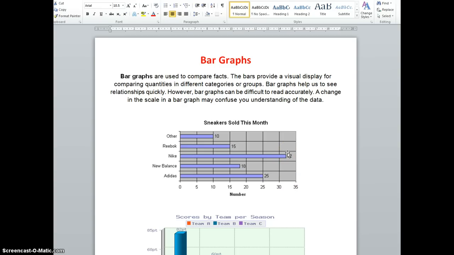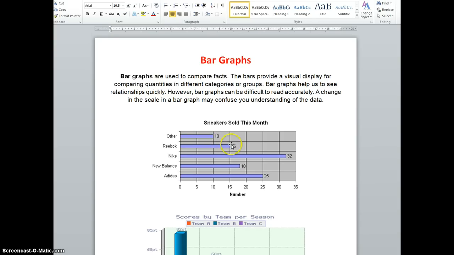And I can also see that there was a pair of sneakers that were about half as popular as Nike. Can you tell which ones were half as popular as Nike? About half? Yep, you got it, I hope. It's Reebok. They sold about half the amount of Reebok sneakers as Nike sneakers. And we can see that this bar is about twice the size of this one. Note that I'm saying about, not exactly.